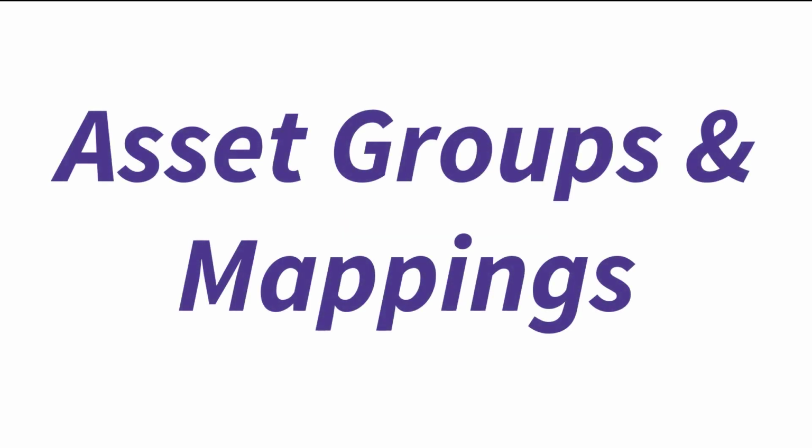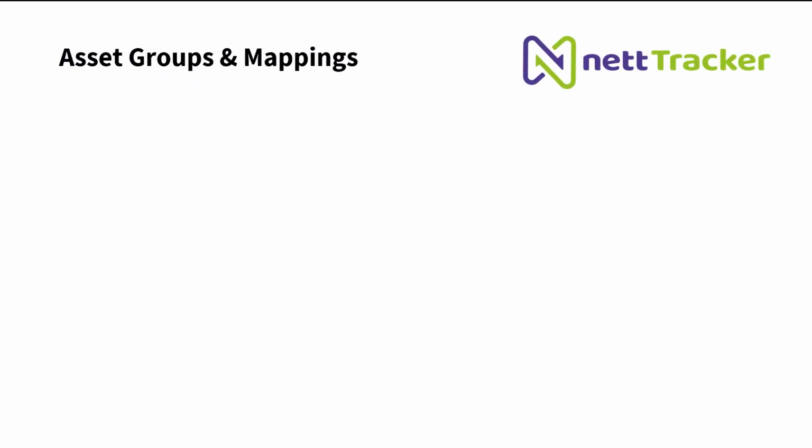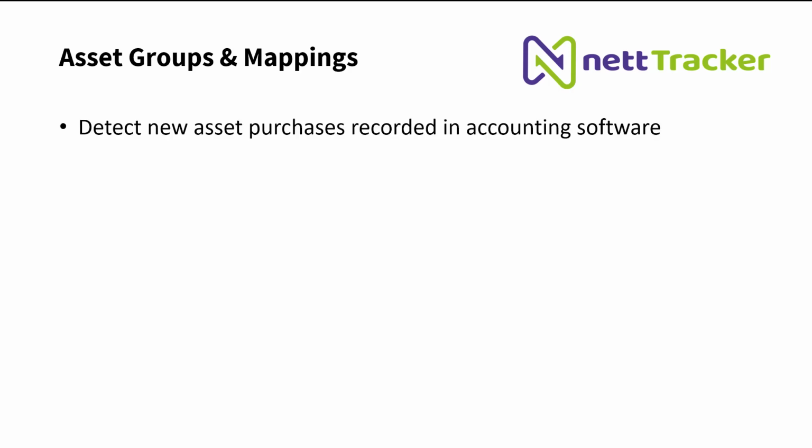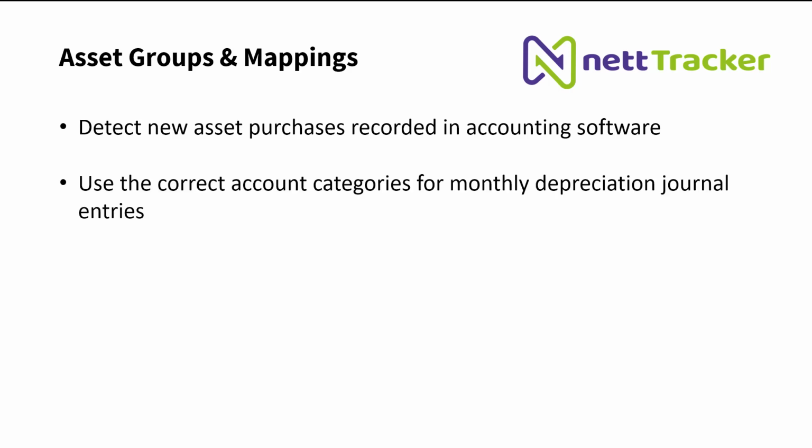In this short video, we're looking at asset groups and mappings. These are the mappings between our asset groups for fixed assets and our chart of account categories in our accounting software. It's very important to get these settings correct. It will help us detect our new asset purchases recorded in accounting software.